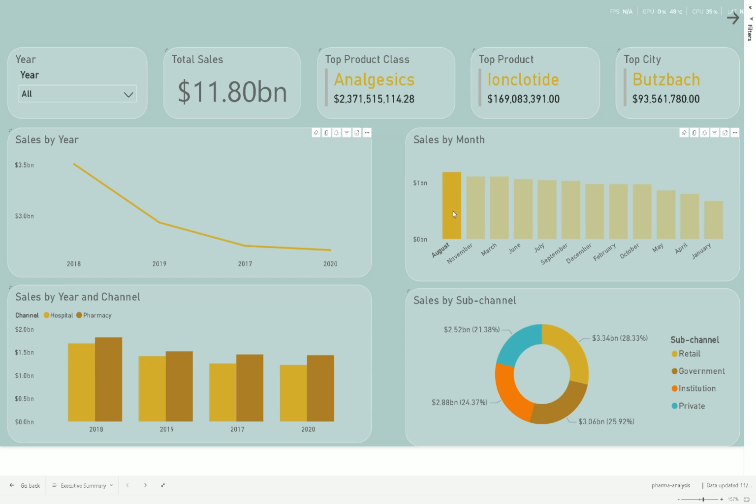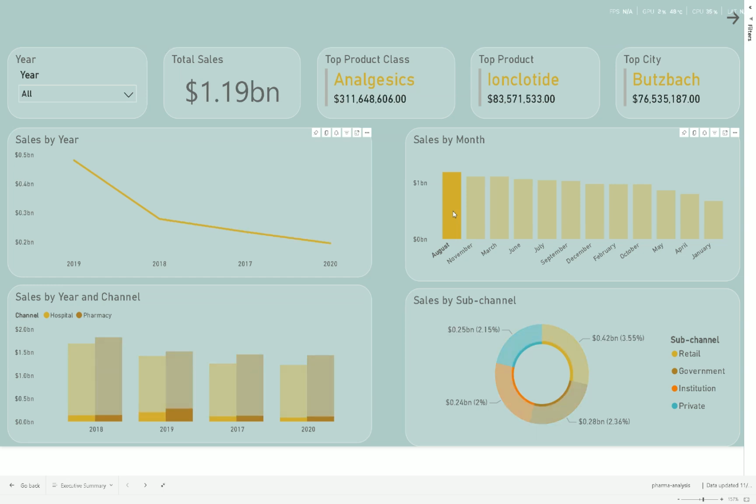Let's look at the August sales. So the total sales comes out to be 1.19 billion, and these are the KPIs. For August, the most sales were in the year 2019, as we can also see with the help of this chart.